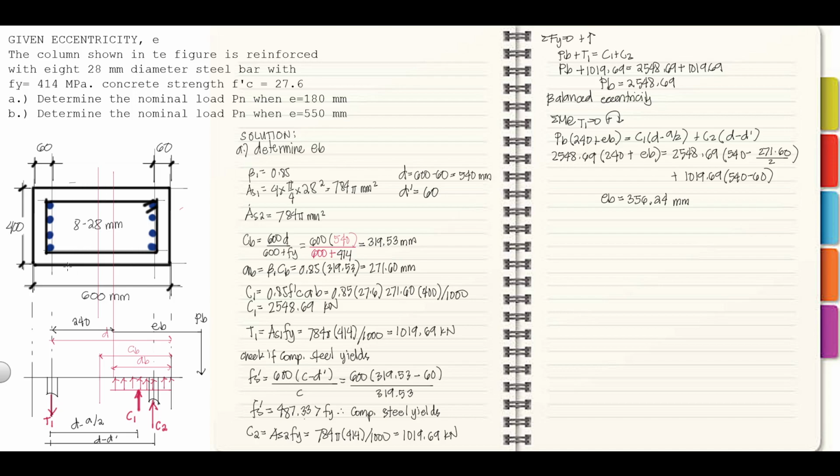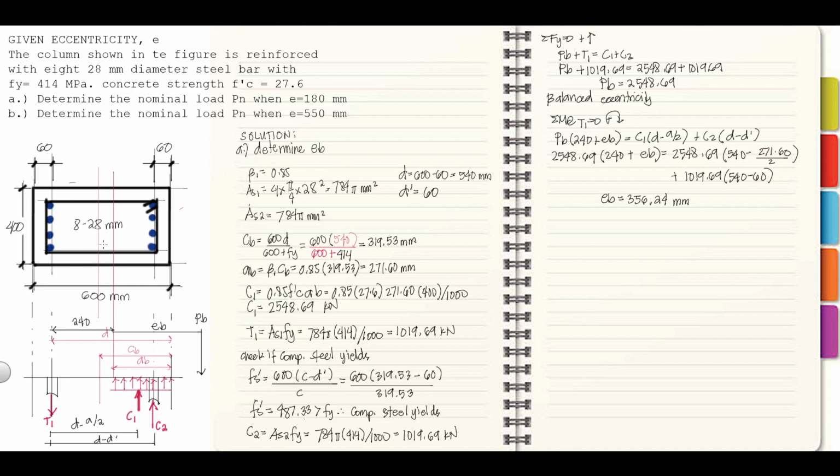So, this is the figure. We have a 400 by 600 mm rectangular column. Also we have here the distance of each layer of steel from the edge of the column, which is 60. And take note, as the problem stated 8 to 28 mm, as shown sa figure natin, it is the same, 8 to 28 mm. Also the given is the fy 414, and strength f'c 27.6.